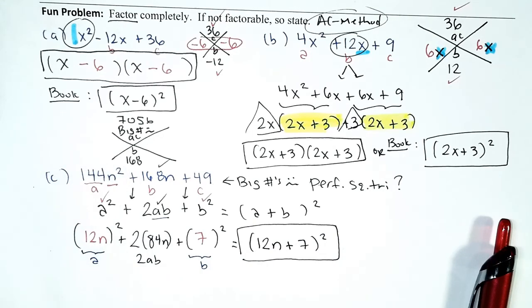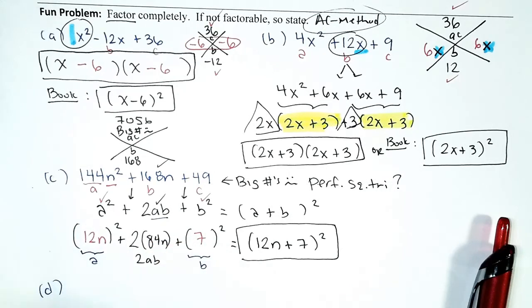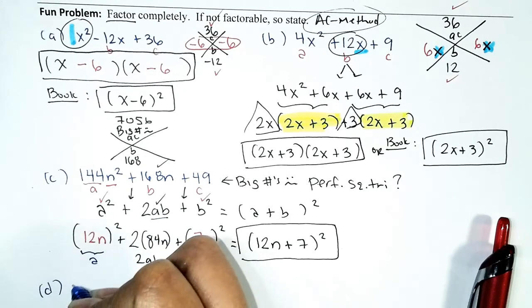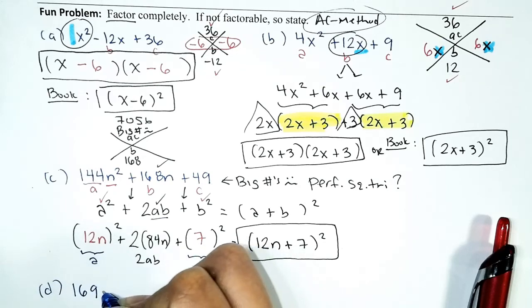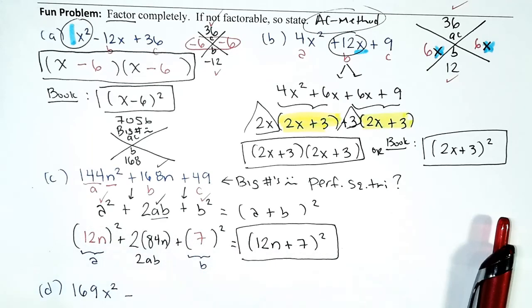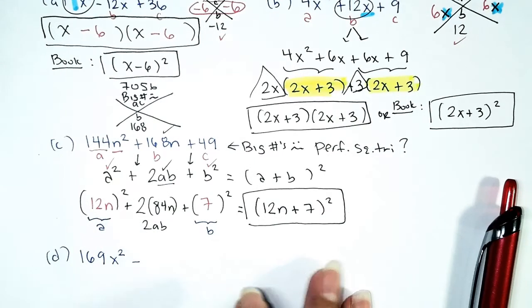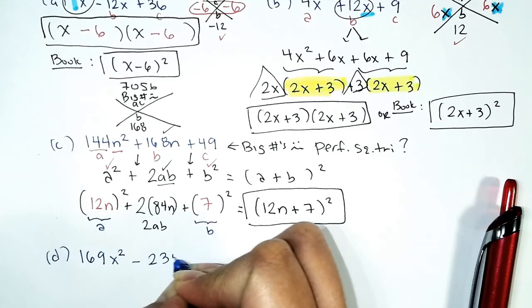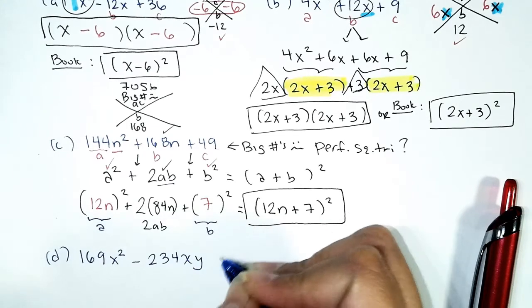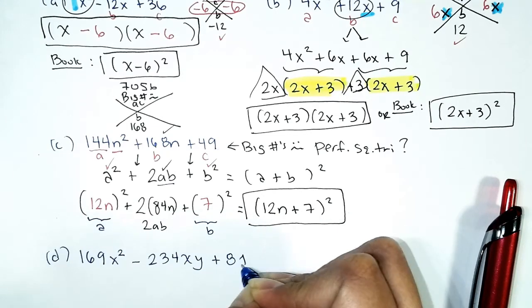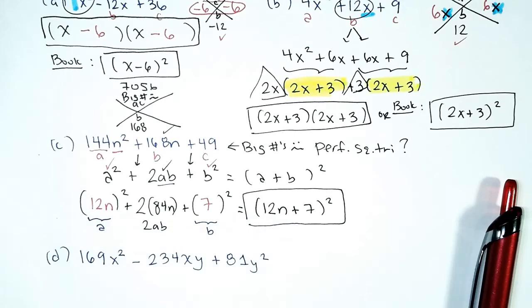Okay, cool. Alright, so I said we were going to do 4 problems. This is number 3. Let's go ahead and knock out number 4. Okay, problem D. We have 169 x squared minus 234xy. You understood me. Alright, plus 81y squared. Fantastic. So yeah, we have another spicy problem. Welcome to our course. Okay, cool. So this is a pretty brutal problem number wise.